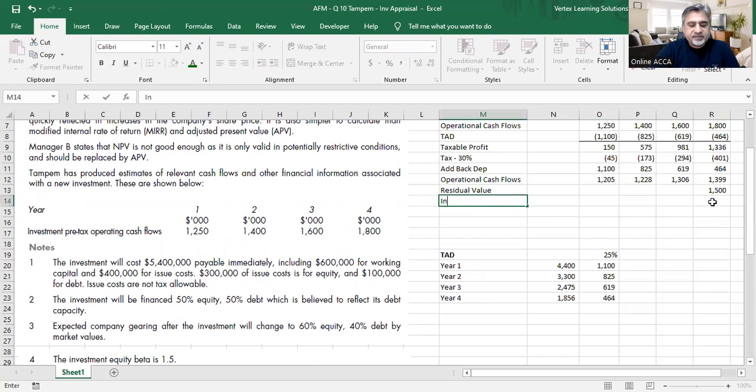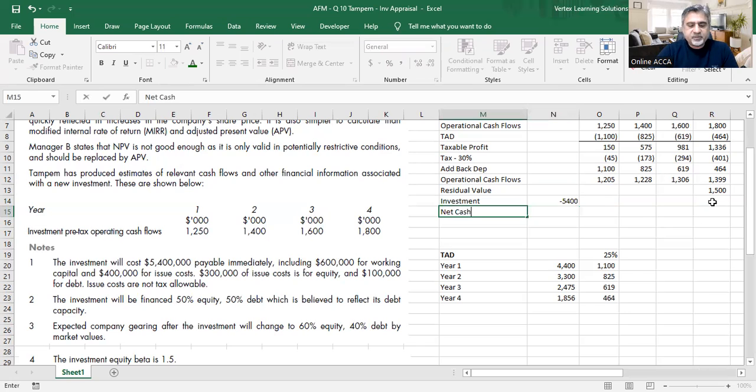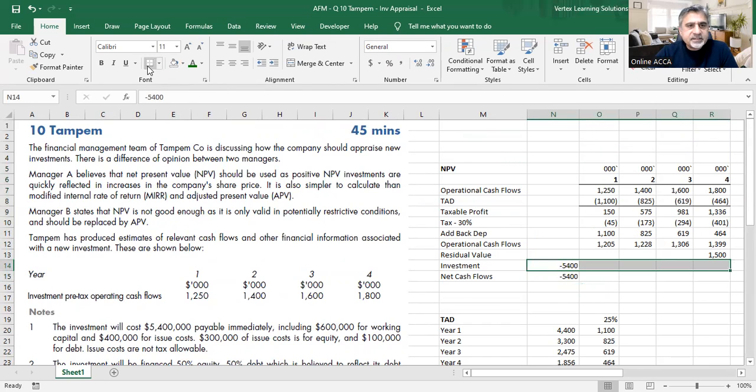And then you have your investment here, which you need to take, 500. So this is minus 5 million, or 5.4 million I can say in total. It includes my issue costs as well. And this I call net cash flows. Actually, the real work will start now. So far, what I'm doing is nothing, because the actual task will start now.